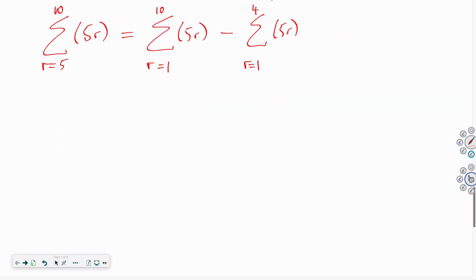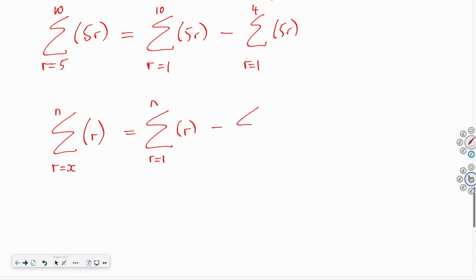So putting that into a formula, if we have the summation, and we'll just call it of r, where r equals x, where x is not 1, and we're summing that all the way to n, we can write that as the summation of r from r equals 1 to n, minus the summation of r from r equals 1 to x minus 1.